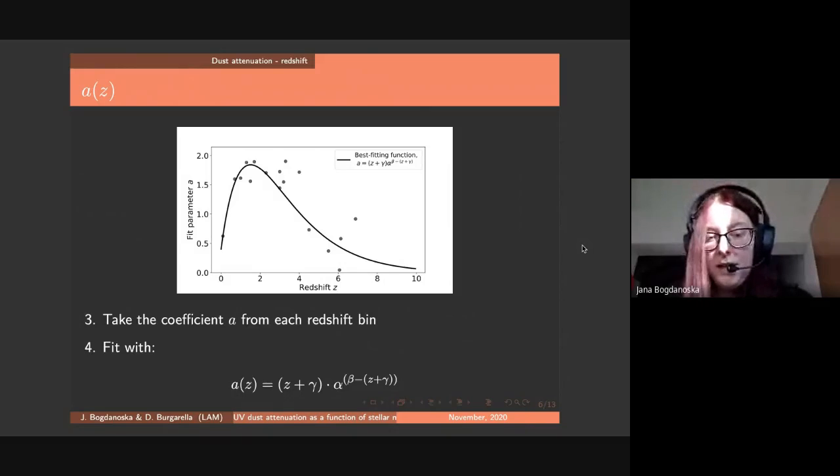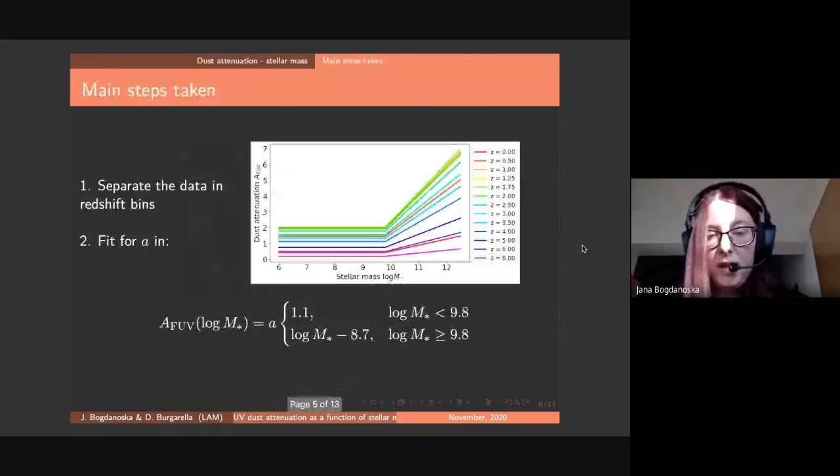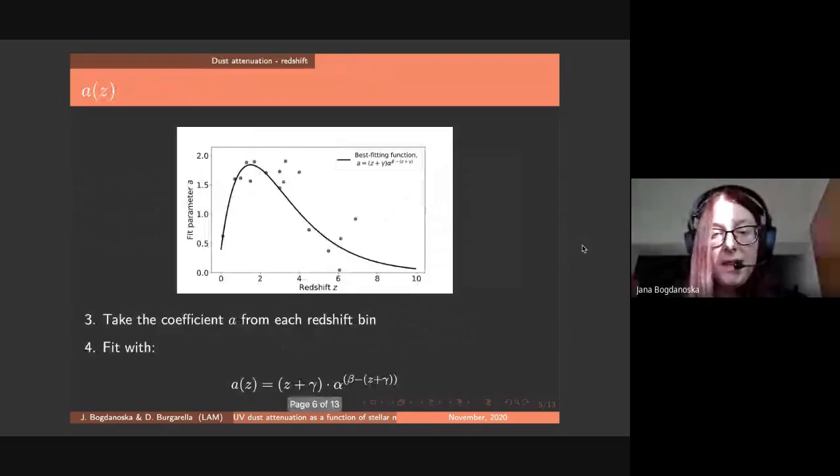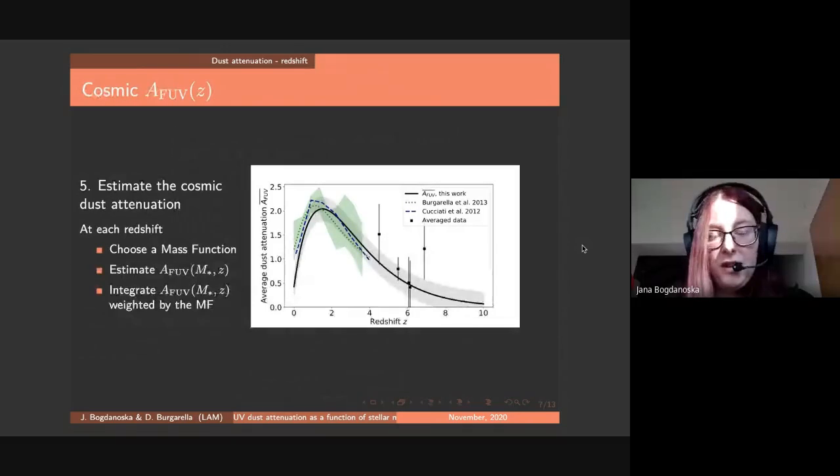In reality, to represent these results and these functions that we use to model the dust attenuation and stellar mass and this parameter A, we would put the two functions together. If we take this A and put it in this function here, we would in fact get a surface in a three-dimensional space. So the dust attenuation would be a function of both the stellar mass and the redshift. But neither this plot of the parameter A, nor this 3D function, is something we can compare to the literature. So what we did was to compute the cosmic dust attenuation.